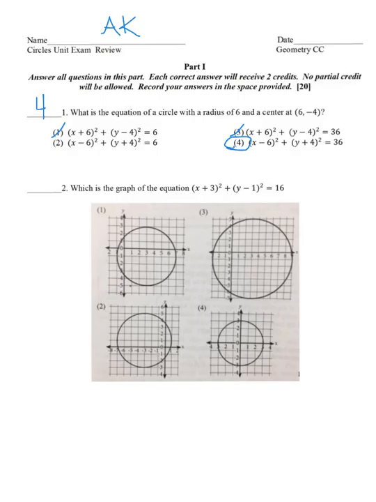Again, with regard to circles in standard form, the center, I'll write it down here. The center is negative 3, comma 1, and the radius is the square root of 16, so that's equal to 4. So the circle with a center at negative 3, 1, and a radius of 4 is choice 2.